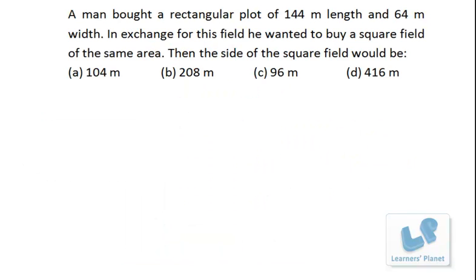Let's take the problem. A man bought a rectangular plot of 144-meter length and 64-meter width. In exchange for this field, he wanted to buy a square field of the same area. Then the side of the square field would be.